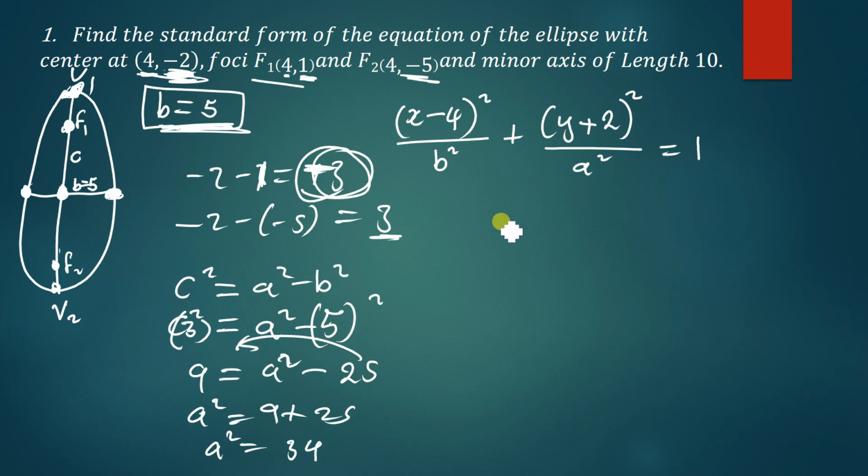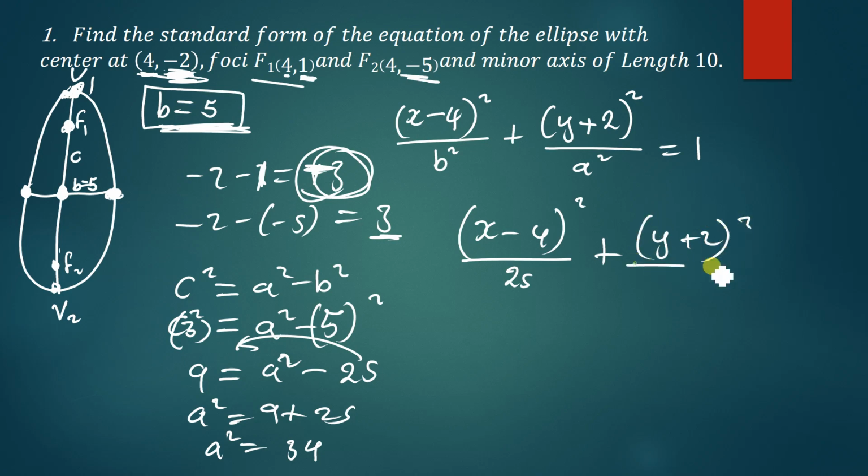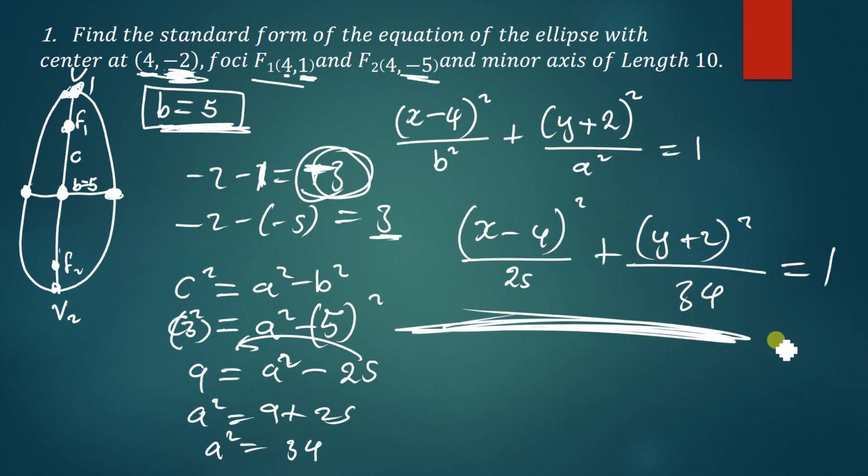So here the equation will be x, sorry for that, so we say x minus 4 squared over b squared is 25. Oh, sorry, b squared is 25, and we say y plus 2 squared over a squared is 34, so you put your 34 there, then this is equal to 1. So this is how simple it is.